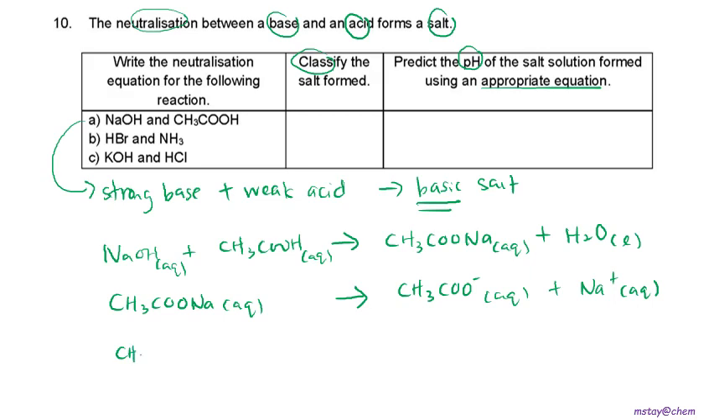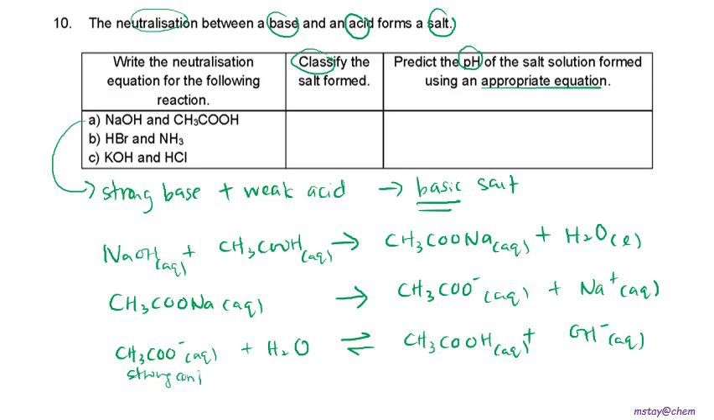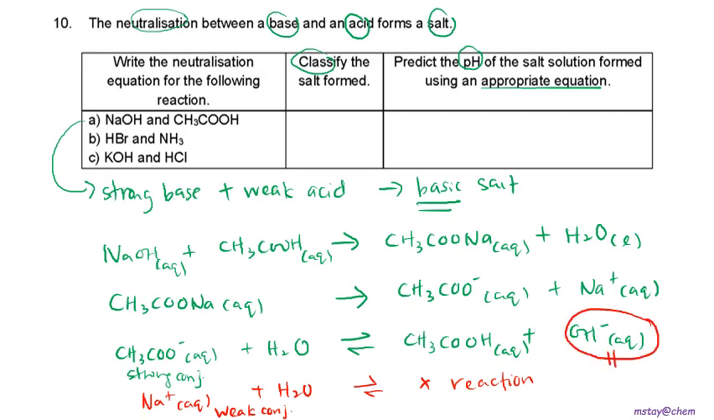Since CH3COO negative is from a weak acid, it is a strong conjugate base, where it is able to break down the water to form CH3COOH plus OH negative. While for the other one, Na plus, it is from a strong base, so it is a weak conjugate, and when reacting with water it is considered no reaction. With the presence of OH negative, we know that the pH value of the salt solution will be more than 7.